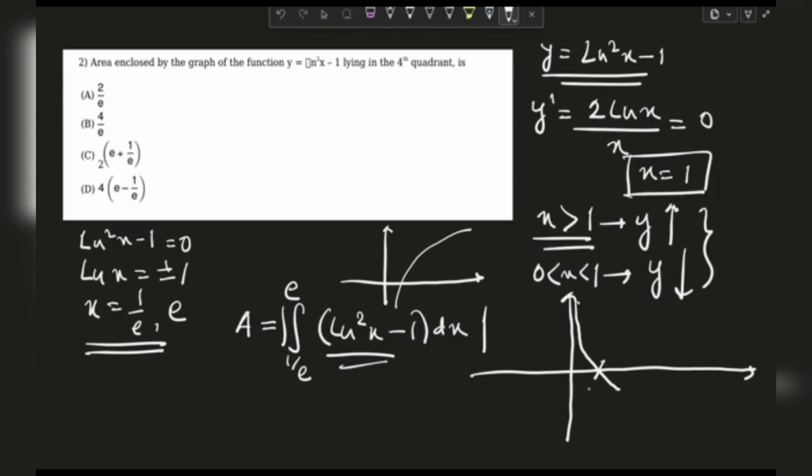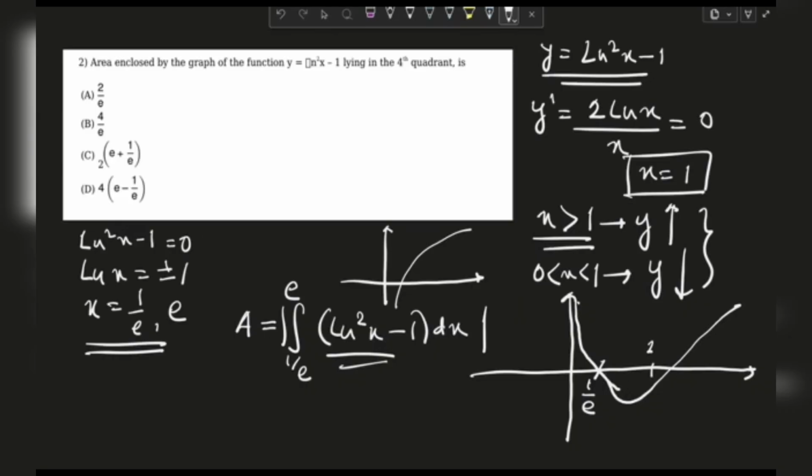And this is the first point where it cuts, which is 1 by e. It will go a bit down because from 0 to 1 it is decreasing, right? And after that it will start increasing. Basically, if we see, actually the shape of this part of the curve is not very correct. I will redraw it. This is actually something of this sort. Yeah, now it is okay.